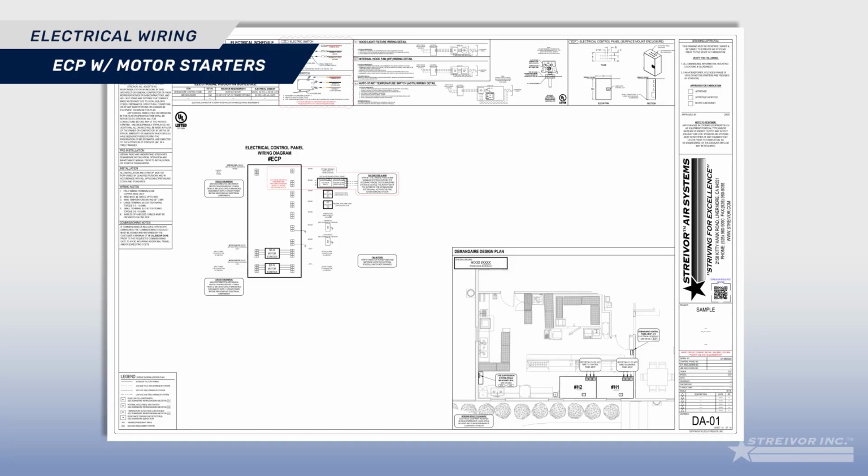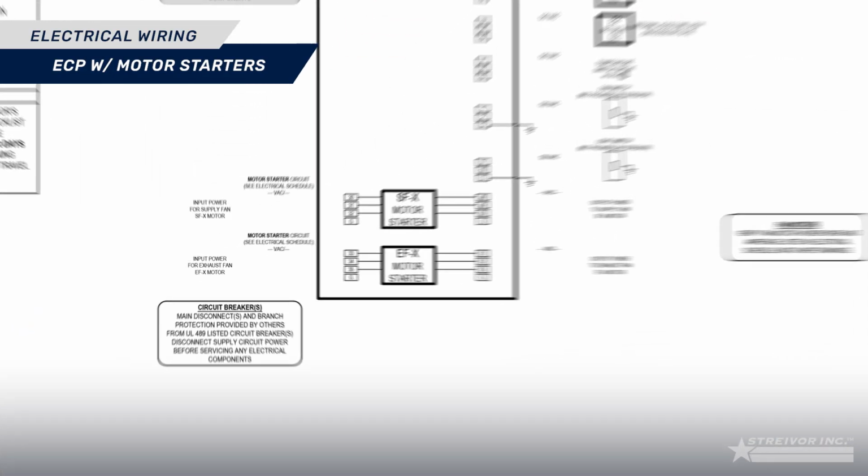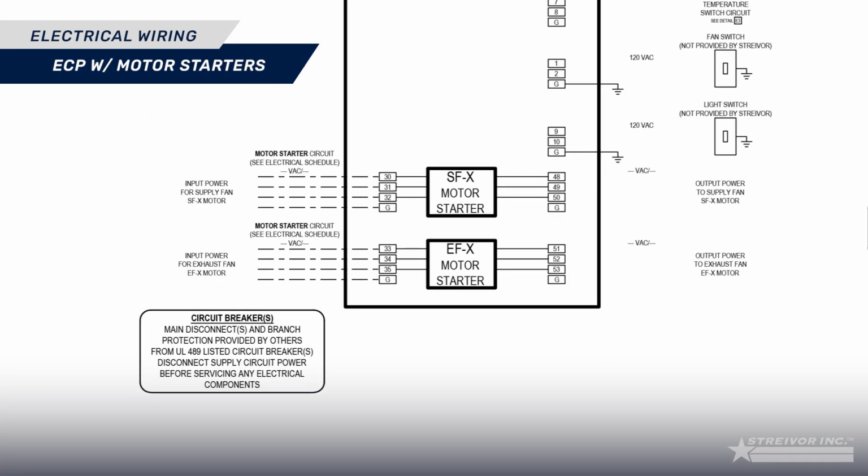After verifying that the circuit breaker voltage, phase, and amperage is correct, connect the input power to the input power terminal blocks, as indicated in the ECP drawings. Proceed to connect the output power terminal blocks for each motor to the corresponding fan motor, again referencing the ECP drawings for the correct placement.